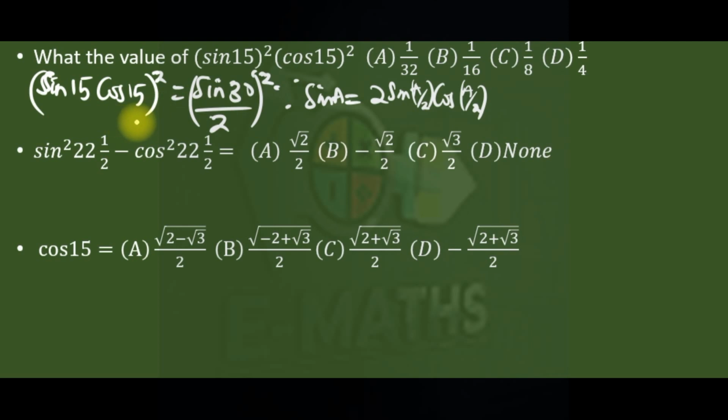Do you get the logic? If I make sine half a cos half a the subject of formula, what I will have now is sine a over 2. So do you see why? Sine 15 cos 15 is sine 30 over 2 because 15 is 30 over 2. So with that, sine 30 is half. We can get this value fast.